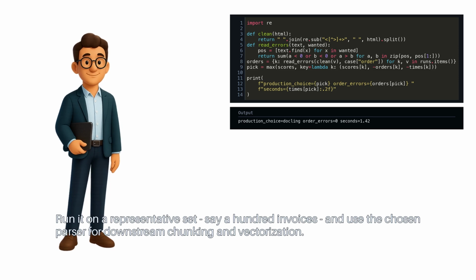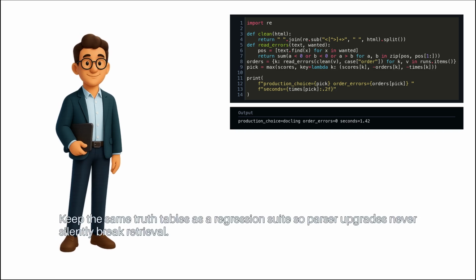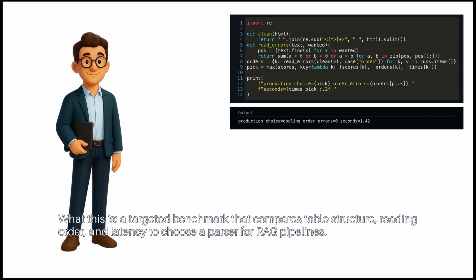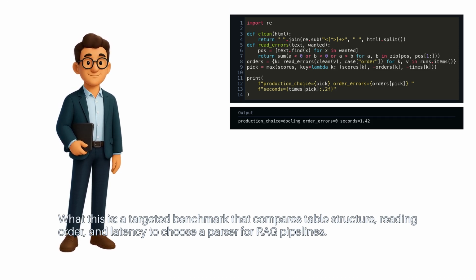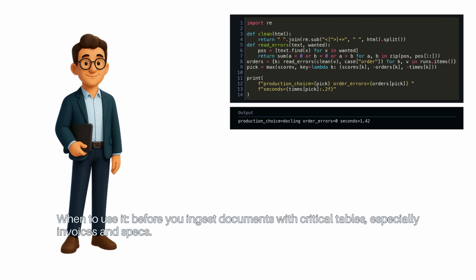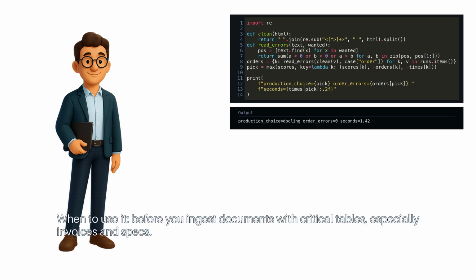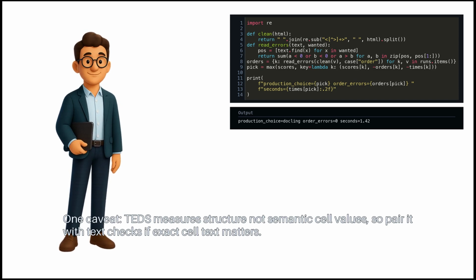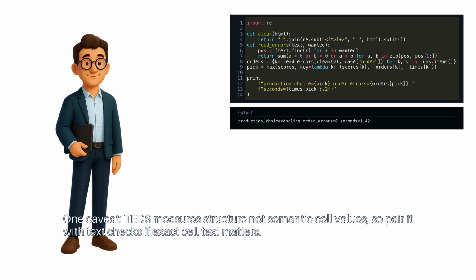Run it on a representative set, say 100 invoices, and use the chosen parser for downstream chunking and vectorization. Keep the same truth tables as a regression suite, so parser upgrades never silently break retrieval. What this is: a targeted benchmark that compares table structure, reading order, and latency to choose a parser for RAG pipelines. When to use it: before you ingest documents with critical tables, especially invoices and specs. One caveat: TEDS measures structure, not semantic cell values, so pair it with text checks if exact cell text matters.